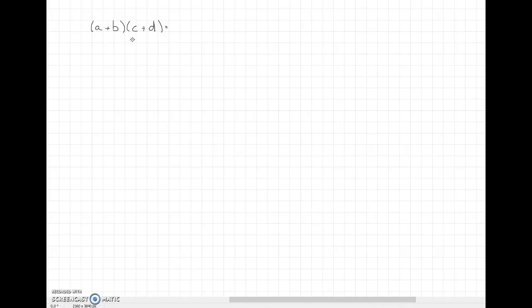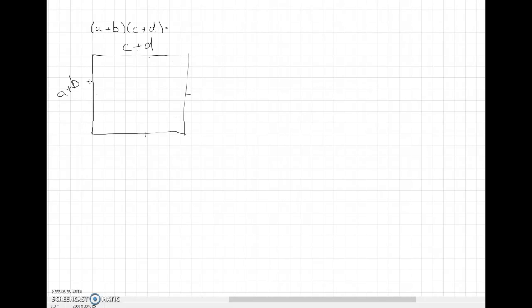If we want to multiply out the brackets on this expression, two sums multiplied with each other, then I need to look at the following rectangle. This rectangle has a side a plus b and a side c plus d, such that the area of the rectangle is (a plus b) times (c plus d). If we divide up this side in a part a and a part b, and we divide up this side in a part that is c long and a part that is d long, I can divide up the entire rectangle into 4 parts.